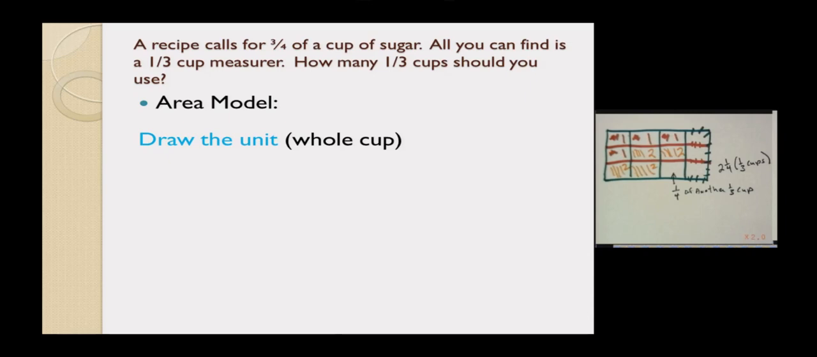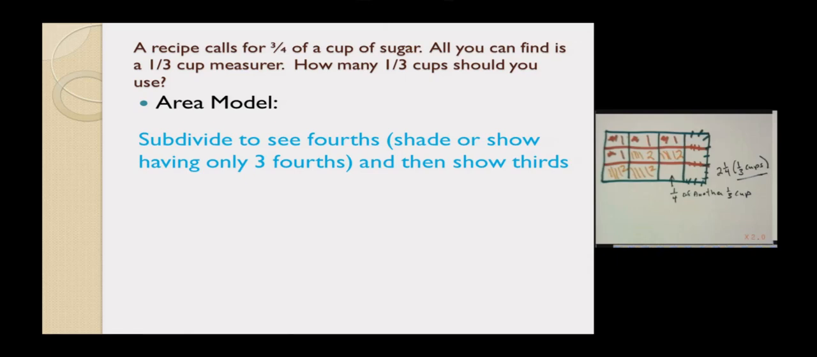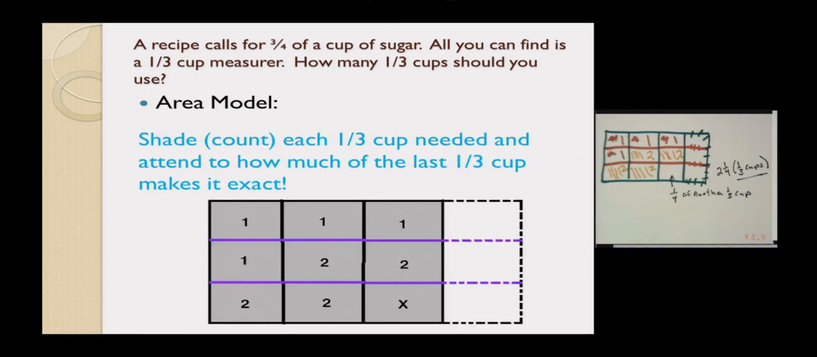Notice the unit has changed. That's why I'm putting 1/3 cups in. Here's the unit, because that's what the problem wanted to know: how many 1/3 cups does it take. So we drew the unit. We subdivided to see fourths. We showed thirds, so we know what it looks like when I pour a 1/3 in. And then we shaded and counted. That little X there on the PowerPoint shows that 1/4 of another 1/3 cup that we're using.